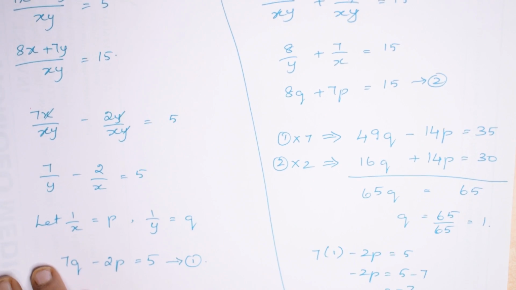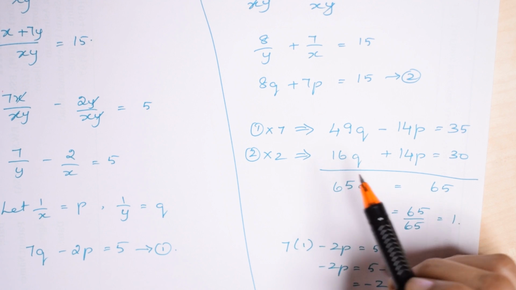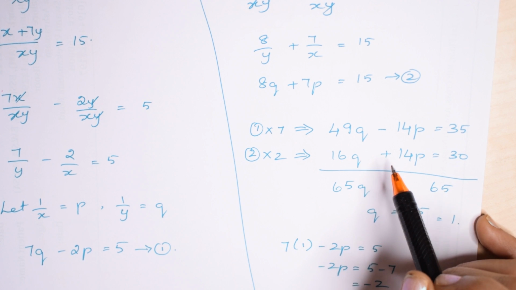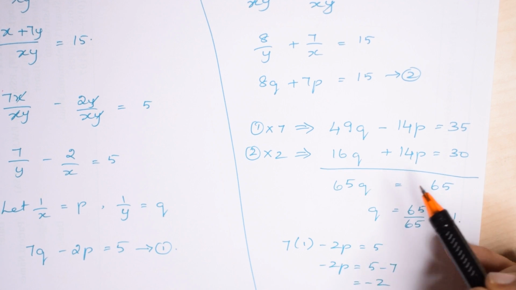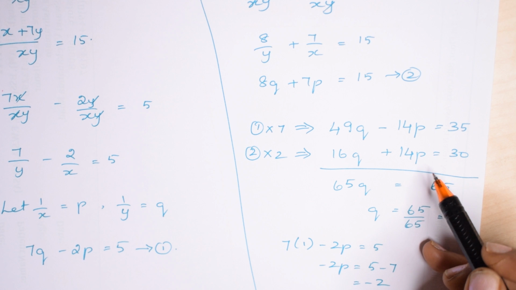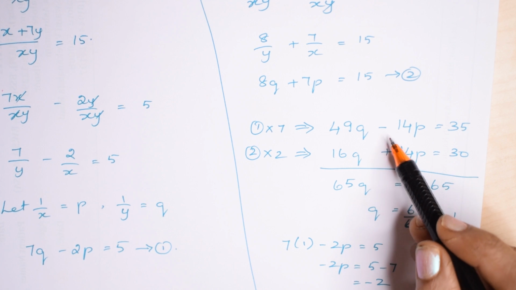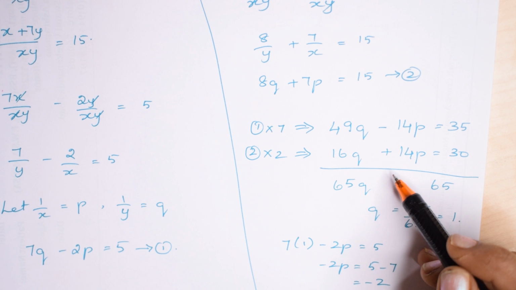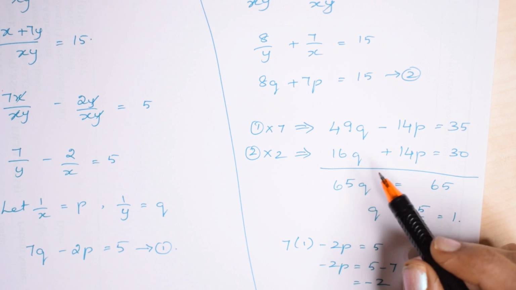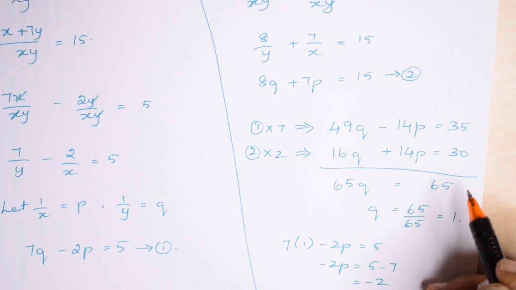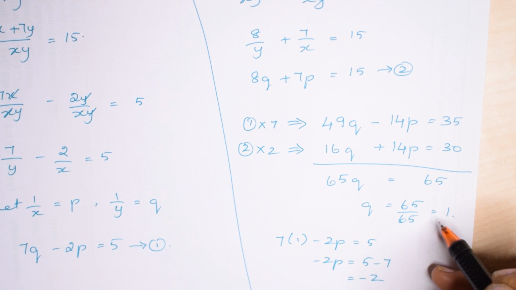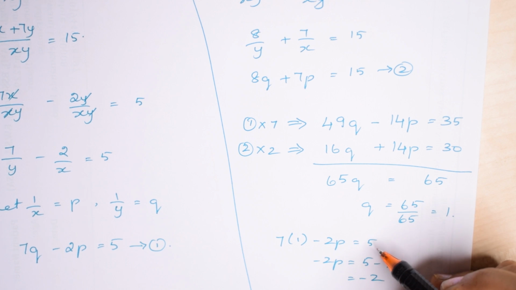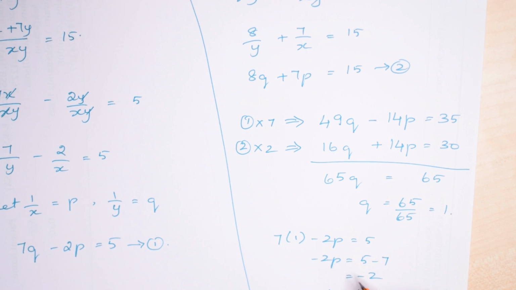Then again using the elimination method, the first equation into 7 is equal to 49q minus 14p is equal to 35. The second equation into 2 is equal to 16q plus 14p is equal to 30. Both are plus and minus, right? So I can just strike it. I am adding both the equations. So when I add, it becomes 65q is equal to 65. So q is equal to 1 and I am substituting the value of q in the first equation and I get p's value is equal to minus 2.